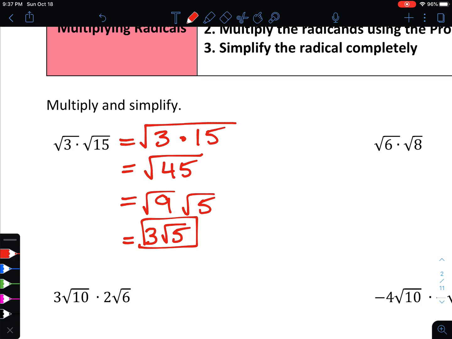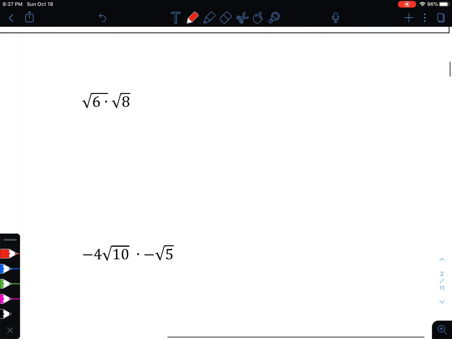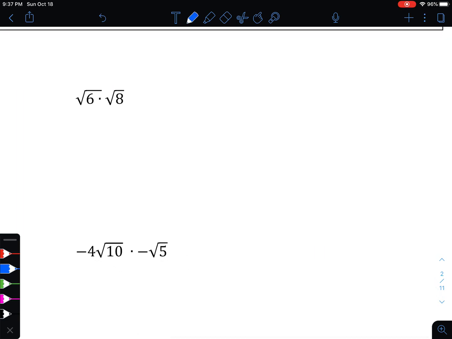Let's take a look at another example. So we've got the square root of 6 multiplied with the square root of 8. So first thing we'll do is rewrite that with both of those under the same square root sign as 6 multiplied by 8. Next, we'll go ahead and multiply those together. 6 multiplied by 8 is 48.